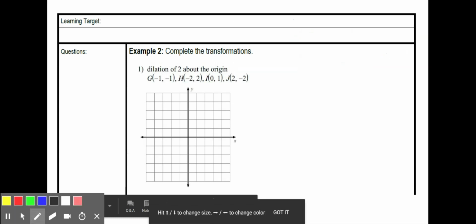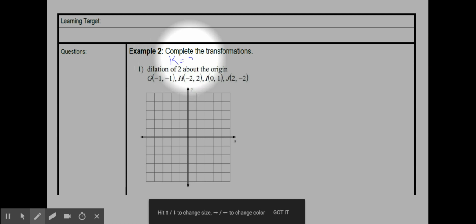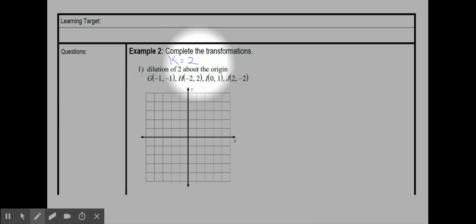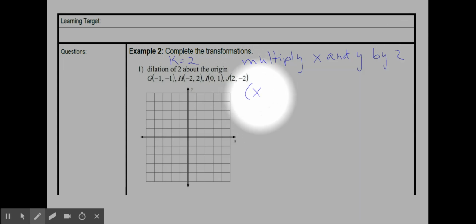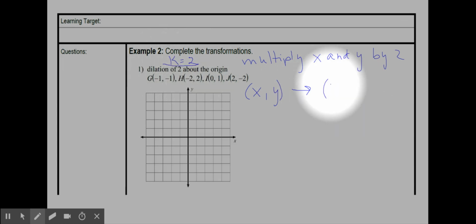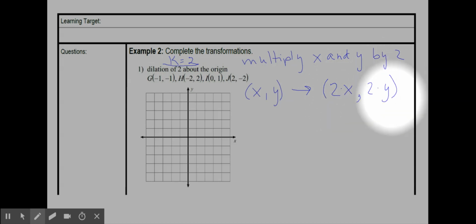All right, let's graph. So example 2, complete the transformation. So we're going to do a dilation of 2. So our scale factor is 2. All this means is to multiply x and y by 2. So the rule would be if I take any ordered pair and I want to dilate by a factor of 2, I'm just going to take 2 times x and then 2 times y. And that's it.